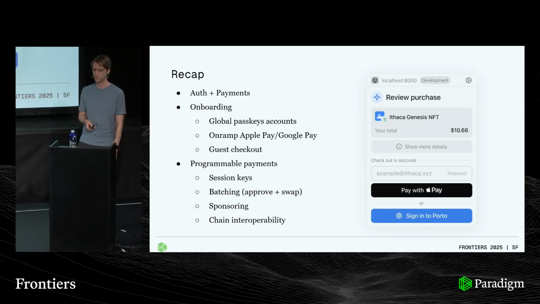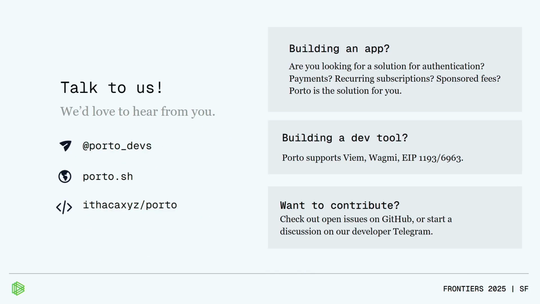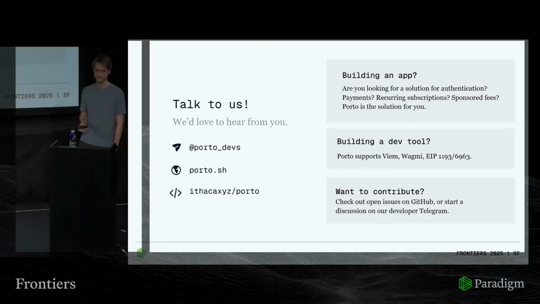So yeah, the recap is Porto is just basic auth and payments right now. Things that it can help out with are onboarding with global accounts, on-ramping. And the other case is programmable payments. So if you want to buy into the basic concept of having a key for everything and being able to charge your accounts and have stuff be really fast and frictionless for users, then you can check out Porto. And yeah, if you have any questions, happy to answer them. We have a developer chat. You can go to the docs, and we're on GitHub as well.